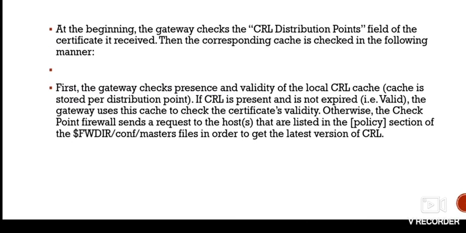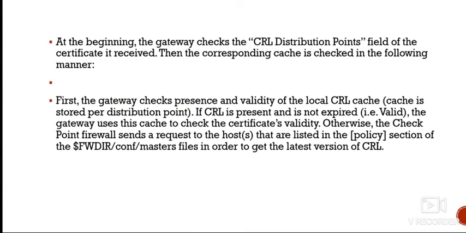First, the gateway checks the validity of the local CRL cache. Cache is stored per distribution point. If the CRL is present and is not expired, the gateway uses this cache to check the certificate validity. Otherwise, the Check Point firewall sends a request to the hosts that are listed in the policy section of the $FWDIR conf master files in order to get the latest version of the CRL.